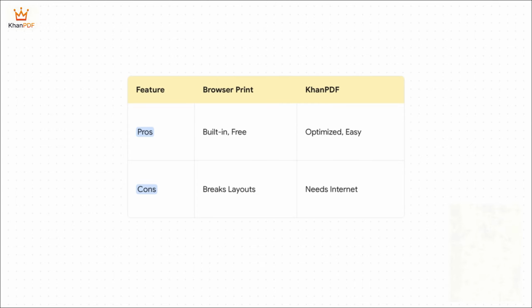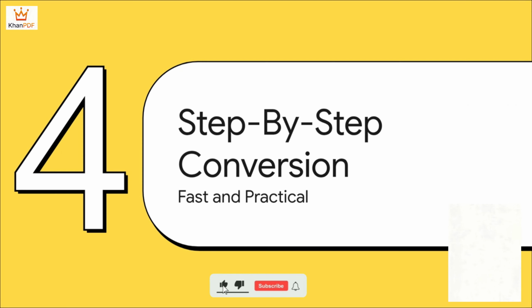On the right, we have KhanPDF. The pros here are an absolute game changer. It optimizes the formatting perfectly, requires zero manual setup or messing with margins, and works across devices. The only real con? You do need an active internet connection to use it, since all that heavy lifting is happening online.